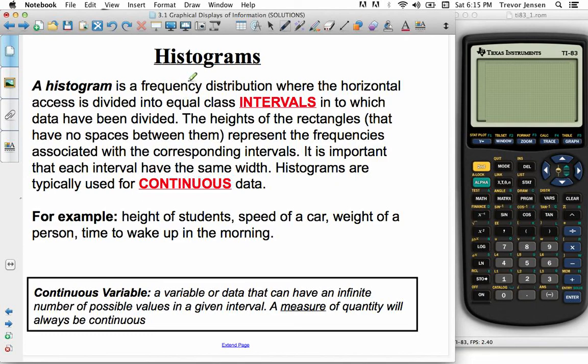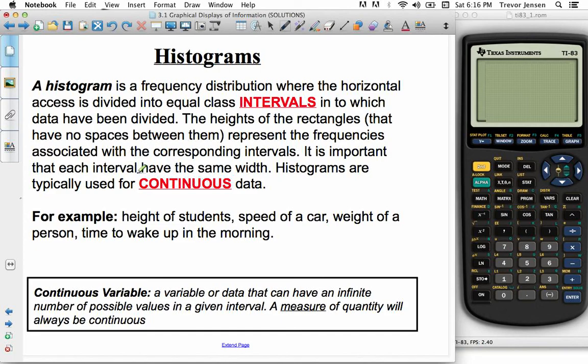The x-axis is divided into intervals, into which the data is then divided. The heights of the rectangles, so on the y-axis, represent the frequencies associated with the corresponding intervals. And it's important that each interval has the same width. That's important, okay? And histograms, when do we use a histogram? We use histograms for continuous data.